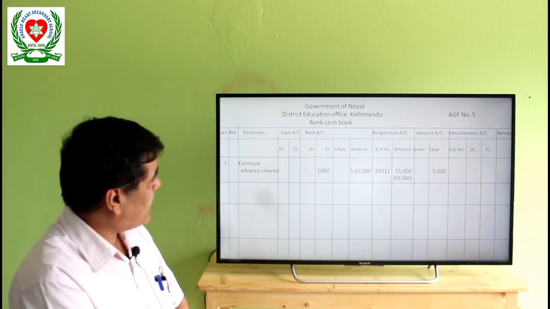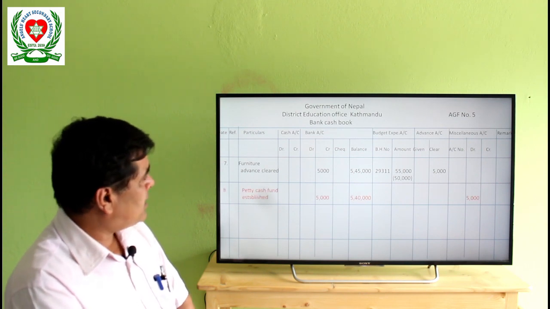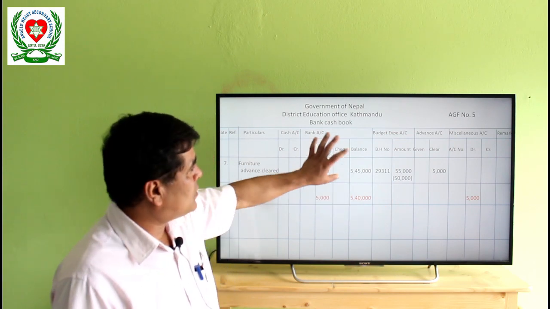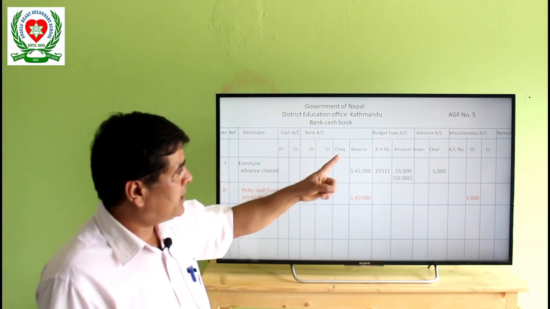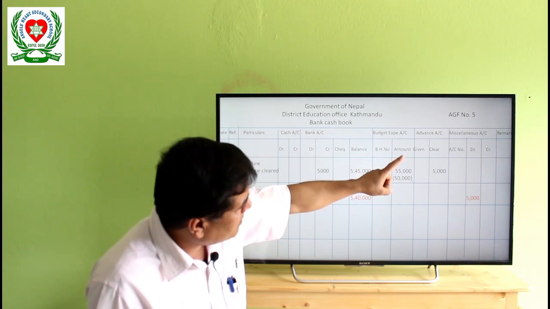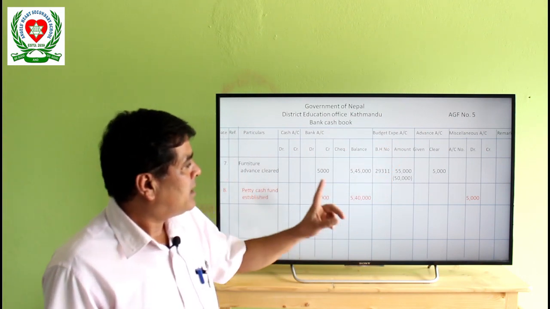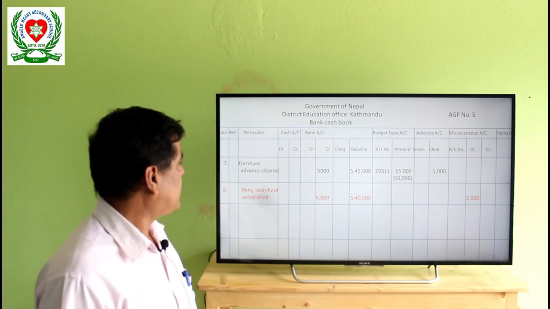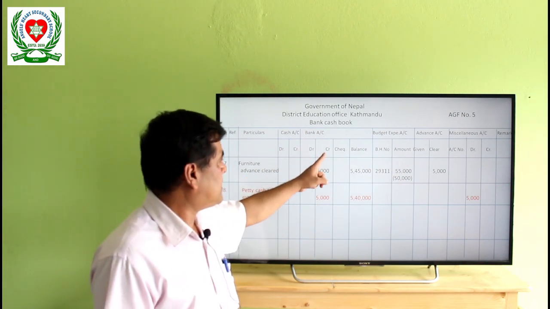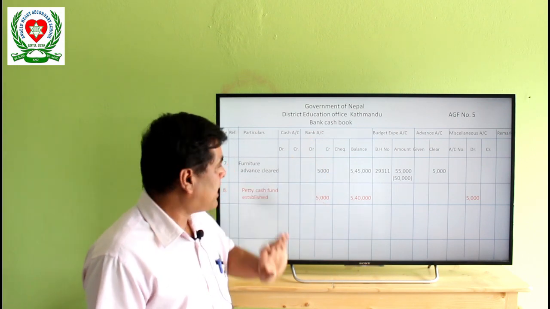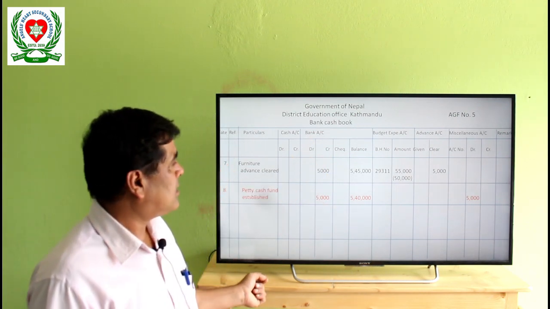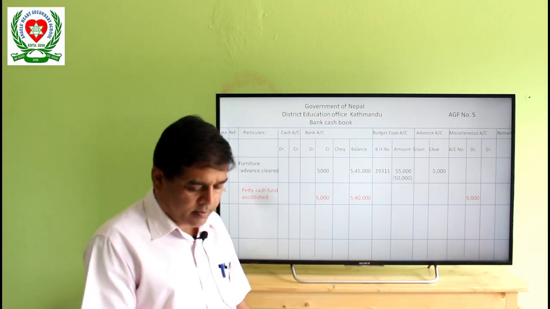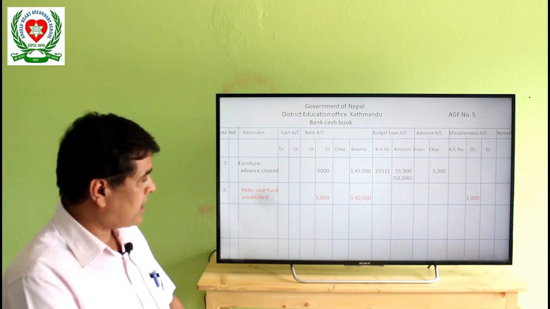Petty cash fund, debit, it is written in the debit side of the miscellaneous, because there is no column for petty cash fund. It is written in the miscellaneous account, debit petty cash fund. So, it is written in the debit side of the petty cash fund. Credit NR Bank, it is written in the credit column of the bank account, and the balance in the same way: we have to subtract 5,000 from 5,45,000, it is 5,40,000.